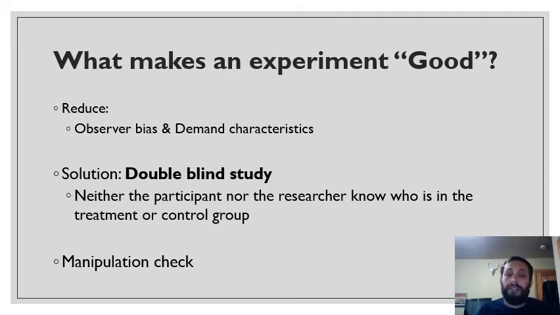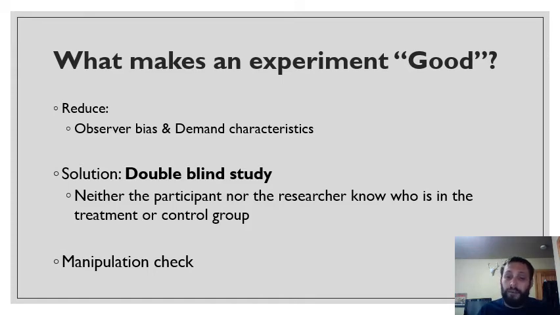So keep in mind, for example, if an individual is in an experimental group, the observer or experimenter might treat the person in the treatment group different than an individual in the control group. And so the way that we get around this is by having double-blind studies. Double-blind studies are where neither the participant nor the researcher know who is in the treatment or control group.